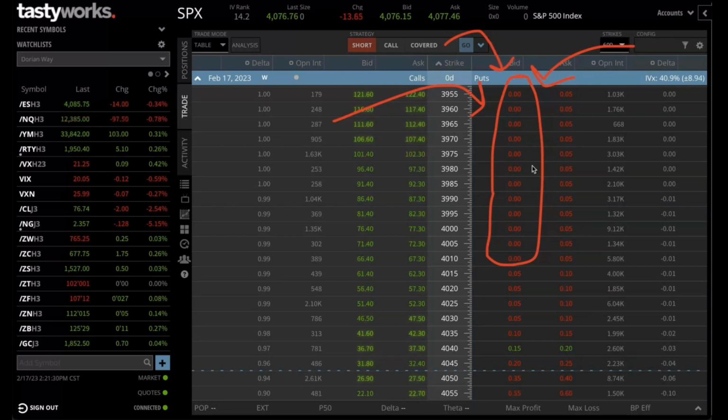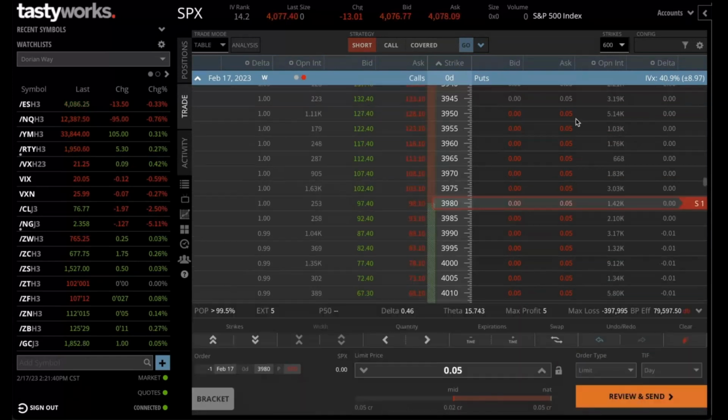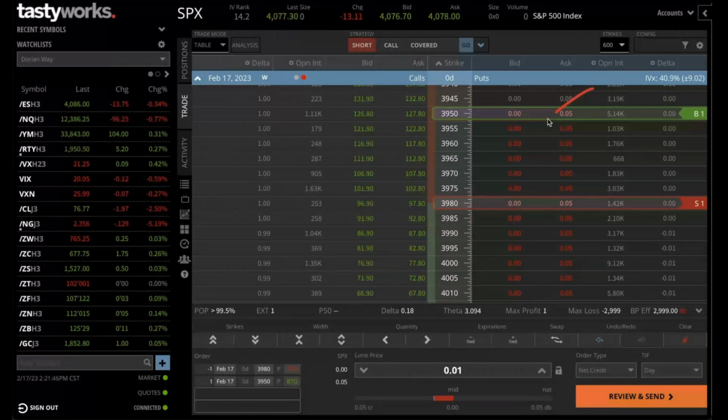So what you do then is you just buy back your short leg. So it'll look something like this. Even if it was like this, both legs have this zero bid, right? But you're not going to be able to get out of this one, right? Because that's your long leg. You have to sell it. You have to sell it to get out of it.